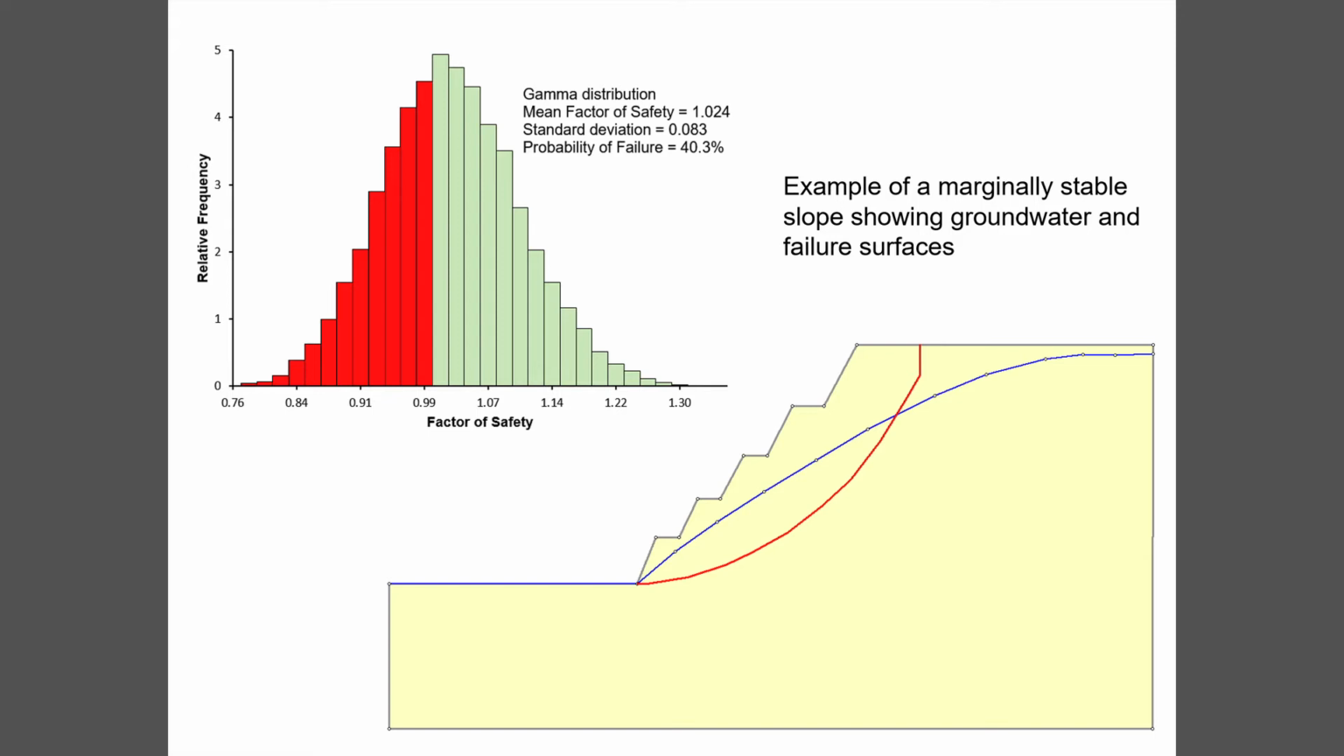The red block on the left is pretty much half the area, so the probability of failure in this case is 40%. That is an unacceptable situation. We have to do something about it.